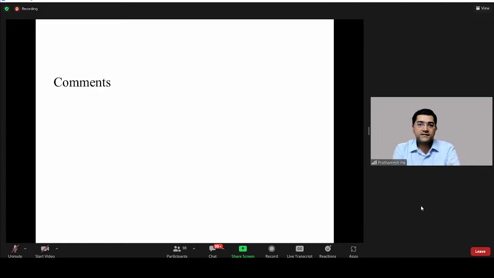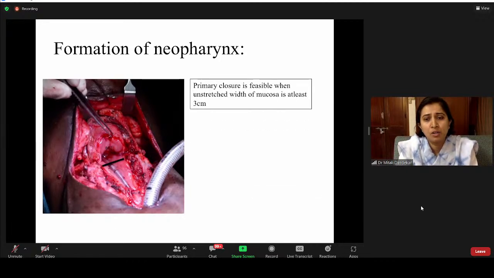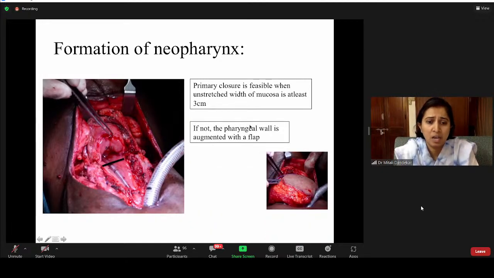Then moving on to the formation of the neopharynx, I think much of it has been covered in the comments of the panelists, but I'll just touch upon each point. Primary closure is feasible when the unstretched width of the mucosa is at least 3 centimeters, or at least it should be easily possible to approximate the pharyngeal wall over the Ryle's tube. If that's not possible, then a patch pharyngoplasty is required, and it is augmented with a flap, pedicled or a free flap.